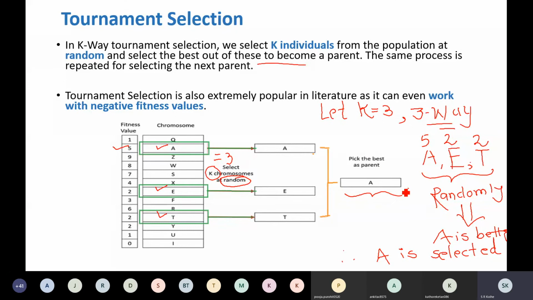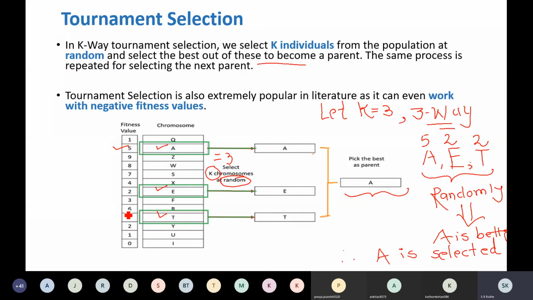Okay, simple mechanism. This is how tournament selection is generally done, and that's why the name is given. We select K chromosomes randomly and we select the best among them, and this process is repeated for the number of parents. If you need 2 parents, this process will be repeated twice for generating the next offspring. So here if a fitness value is negative, still we will not have any problem.